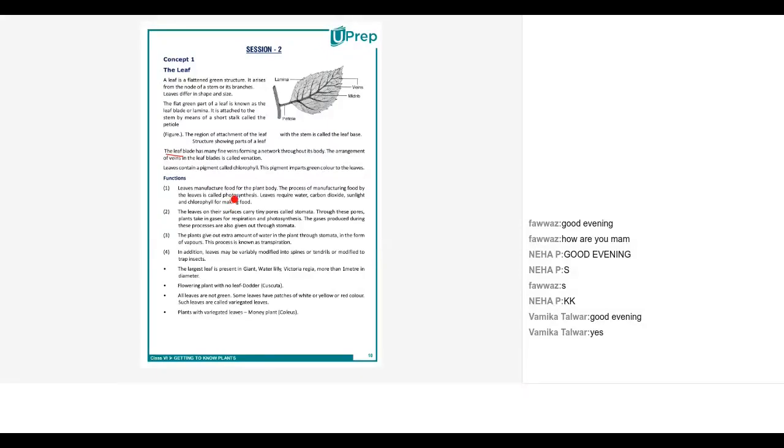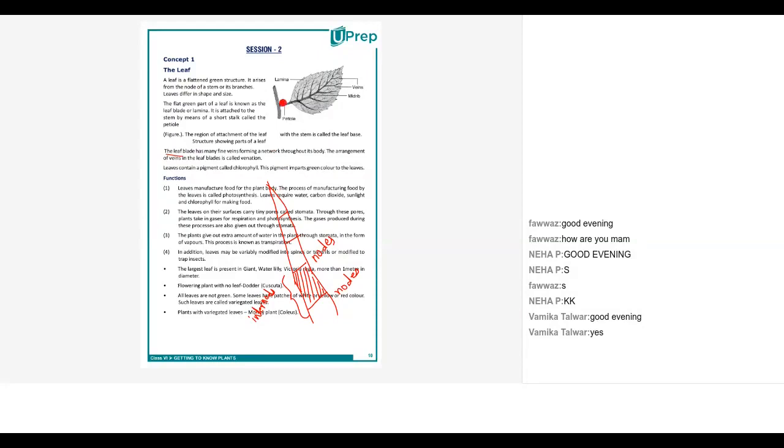First and foremost, we had read about the stem. When we were reading about the stem, you remember we were discussing the concept of nodes and internodes. How many of you remember nodes and internodes? Yeah, ma'am, I remember nodes and internodes. You remember, right? So basically, these portions are called the nodes, and the space in between the nodes is called the internodes, right?